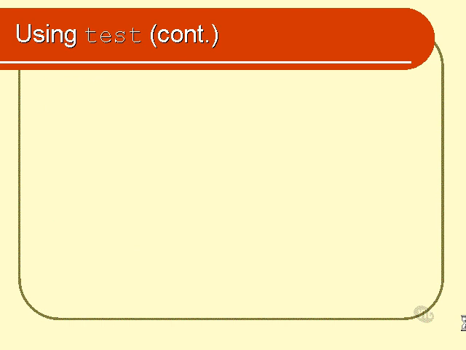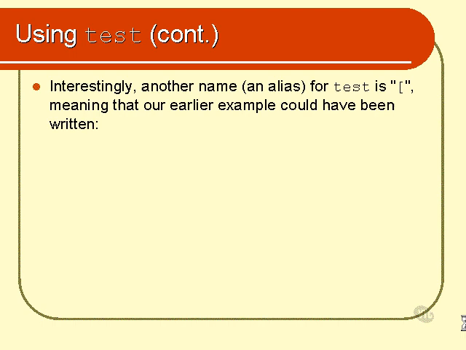Finally, we come to a very interesting fact about the test program. Test has an alias, and the alias is the open square bracket. Now that's a very odd name for a program, but that is an actual valid program name. So what I'm saying is, anytime you could have typed in the word test, you can now actually type in the open square bracket symbol instead.